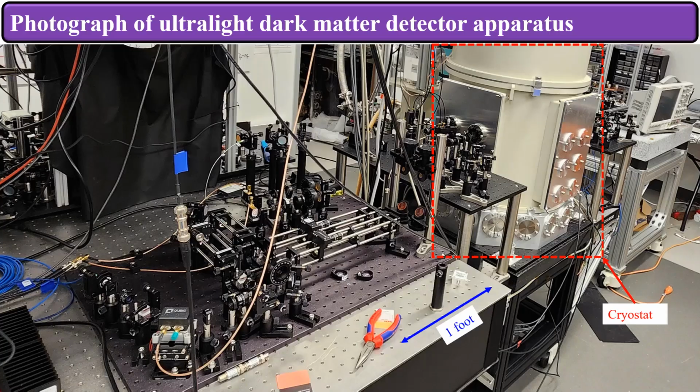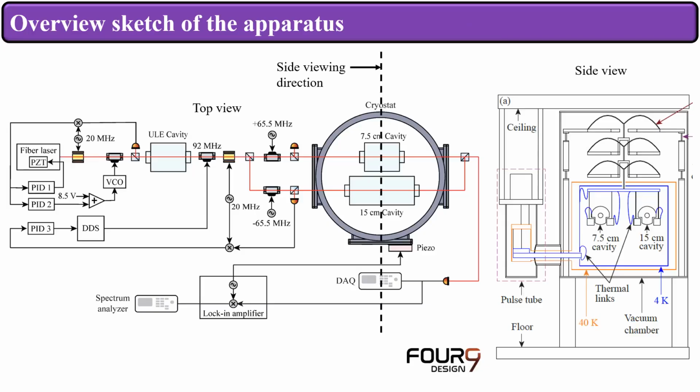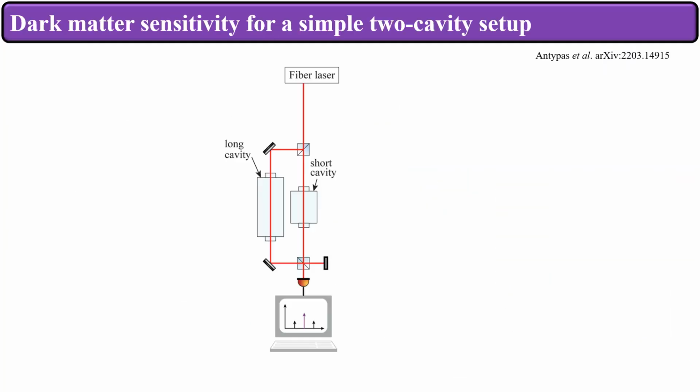Here's a photo of the dark matter detection apparatus, where the breadboard is sending laser beams towards the cavities inside the cryostat. Here's a top view sketch of the apparatus. Moreover, here's a sketch of this section viewed from here. The design choices of this apparatus were driven by the target dark matter sensitivity. So, let's look at the contribution of every major component to dark matter sensitivity.